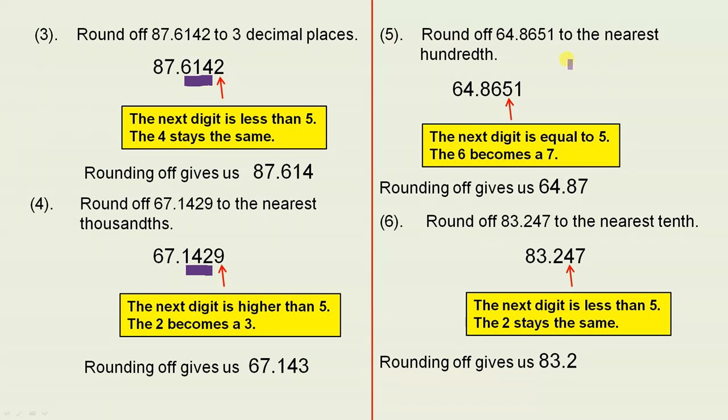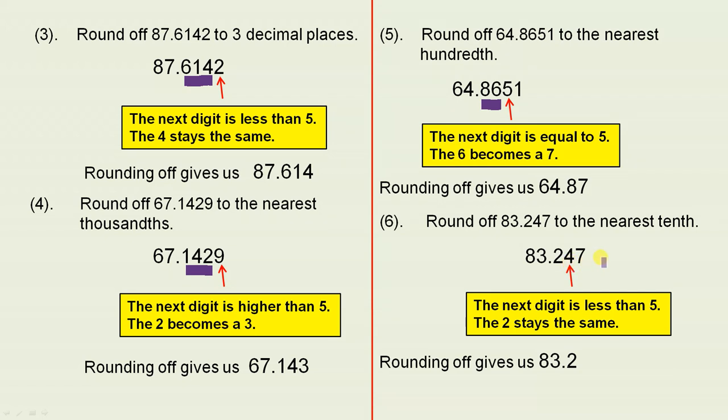Next example. Round off 64.8651 to the nearest hundredth. That means to 2 decimal places. So basically, in the answer, we want to see 2 digits after the decimal point. The next digit, which is this one, is equal to 5. The 6 becomes a 7, so you increase this one by 1. So rounding off gives us 64.87.